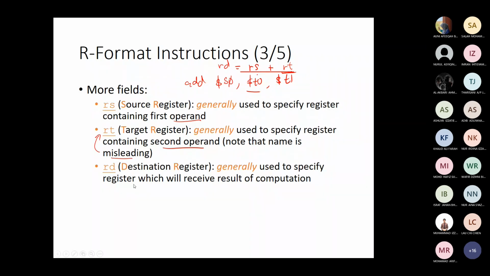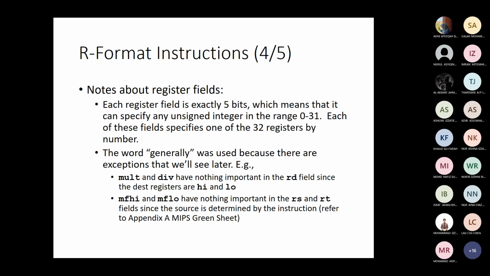Okay. So next is the register destination. This is where the destination or the result will be stored. Okay, so D means destination. So, notes about the register field. Each register field is exactly 5 bits, which means that it can specify any unsigned integer in the range of 0 to 31. Each of these fields specifies one of the 32 registers by number.